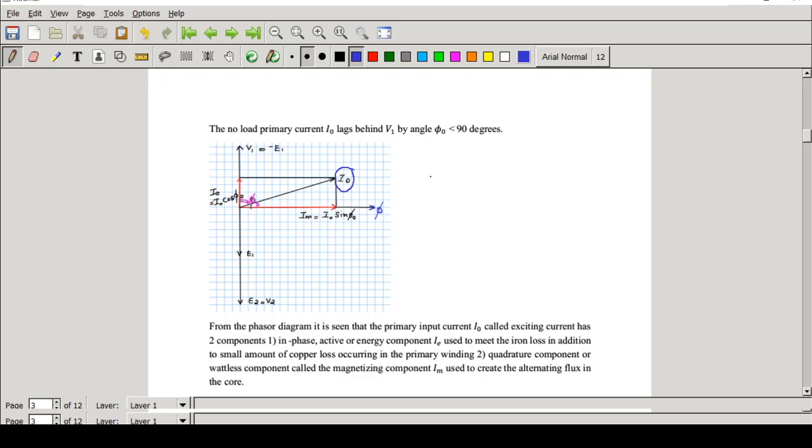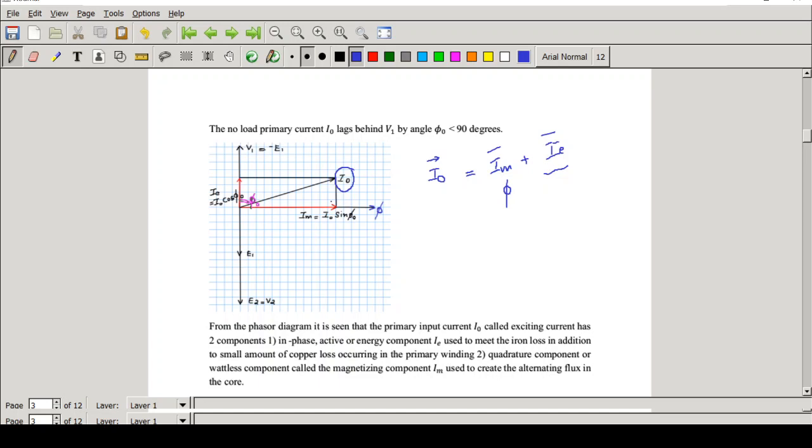Now I0 is a vector, and all vector quantities have both magnitude as well as direction. So you write I0 with a dash, which means it is a vector. If you want, you can put an arrow also. This I0 is equal to Im plus another component called IE. What is Im? Im is the magnetizing component of the current, which is responsible for producing the flux. And IE is the component of the current which contributes to the core losses as well as a small copper loss in the primary winding.